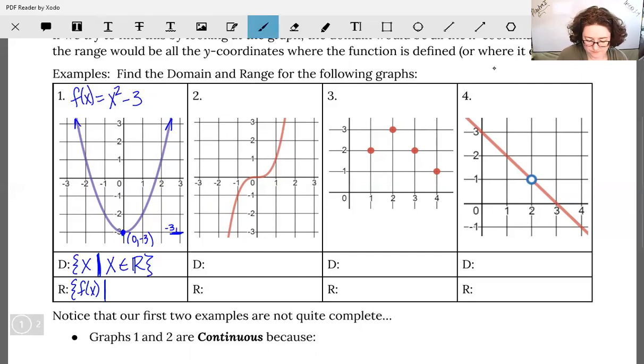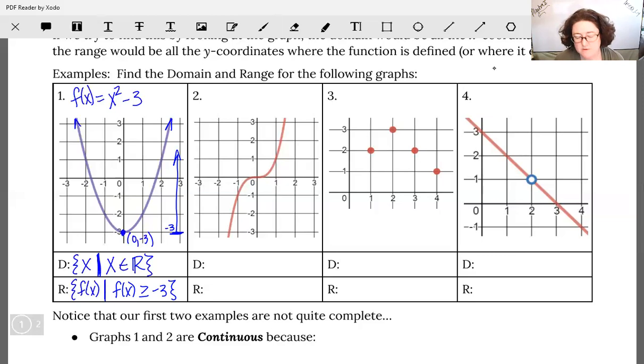And then we're just going to keep increasing our y values from there, and they're just going to keep going on forever. It's never going to stop. So the way that we would express that is f of x is greater than or equal to -3. Now, the reason I'm saying greater than or equal to is because it does hit that point exactly at 0, -3. And so you'll see what I'm referring to in a second.